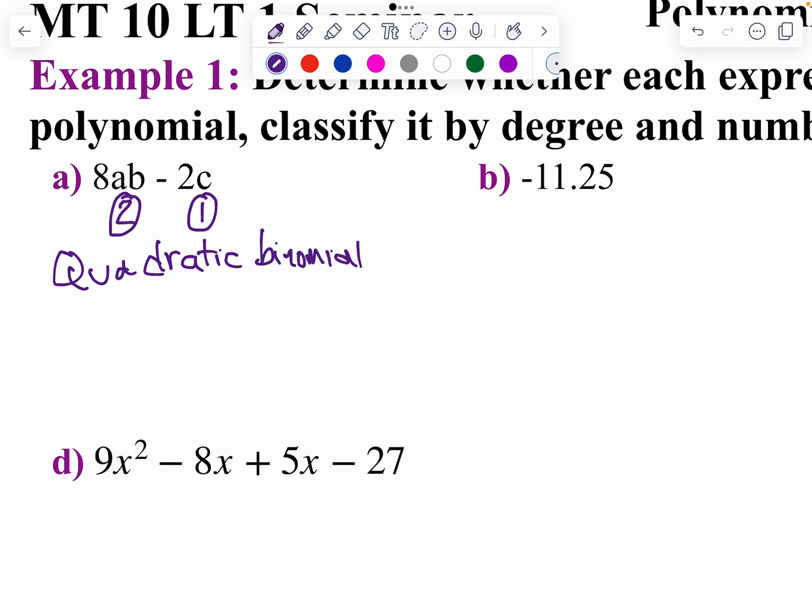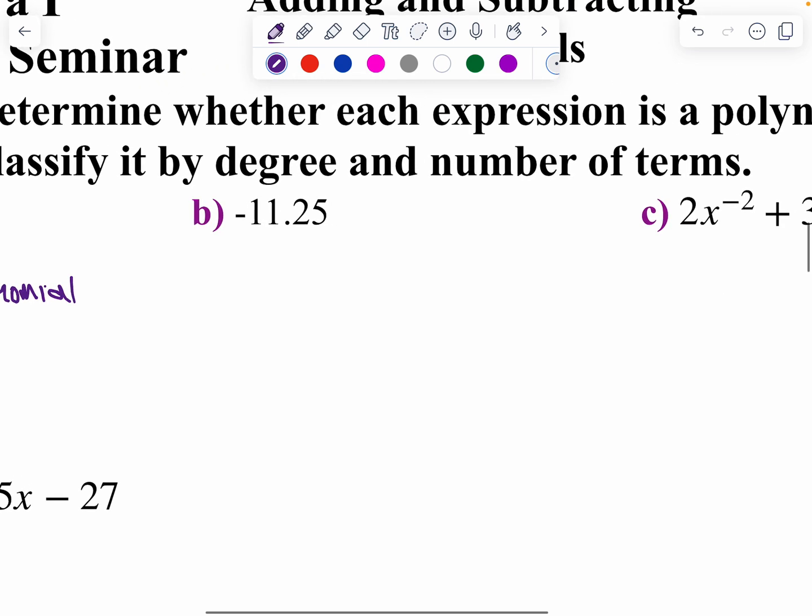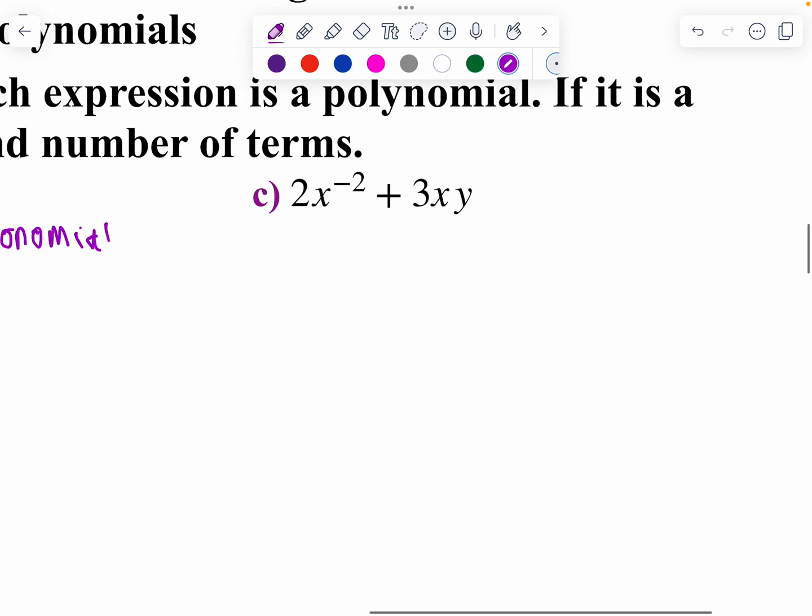Letter B. There are no variables, are there? Since there are no variables, we know that's a constant. And there's only one term, so it's a monomial. On letter C, we got a negative exponent there. We said you can't have negative exponents, so that's not a polynomial.